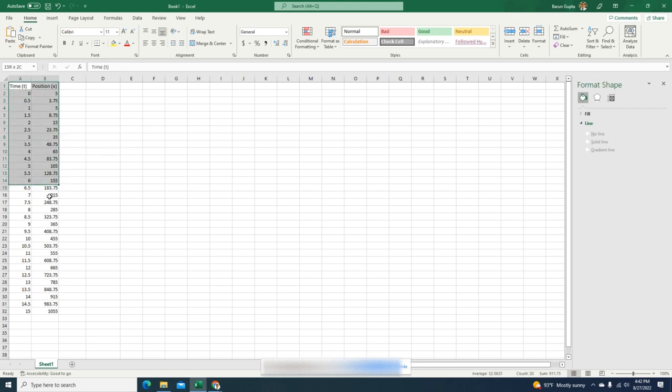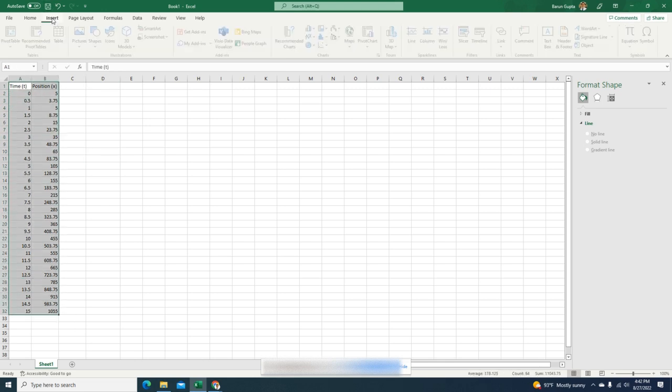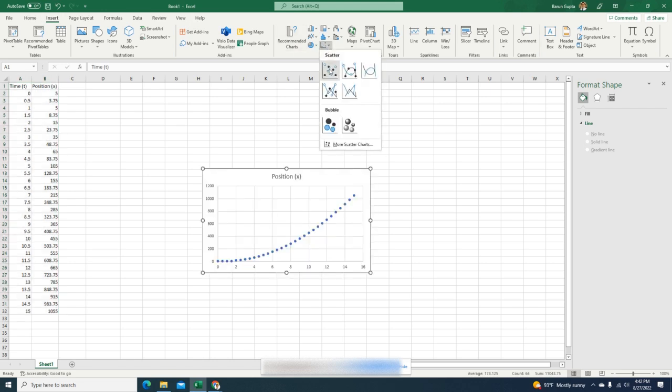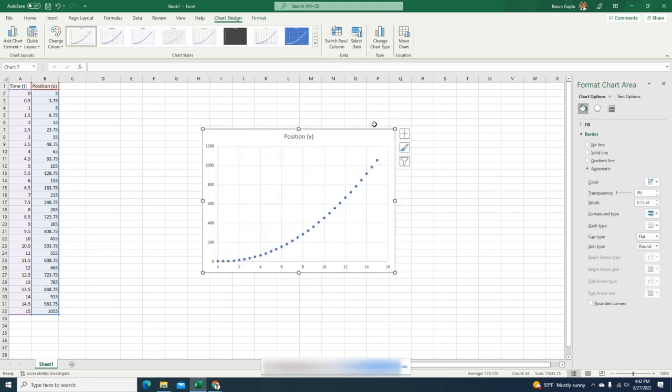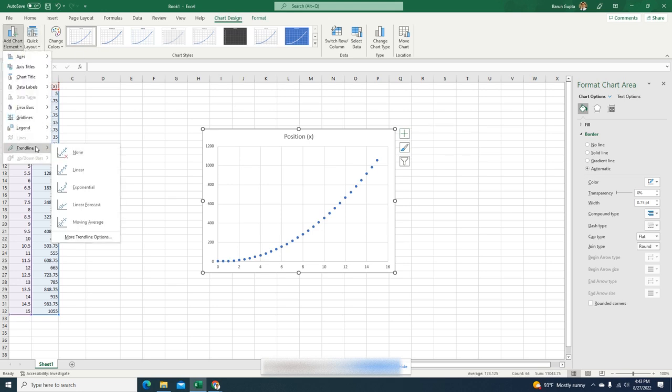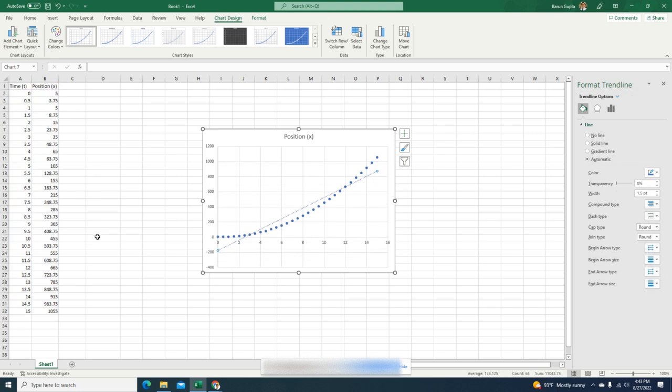So we're going to select these two columns, go to insert, and then select this scatter graph. And now we need to know how these data points vary, or what is the equation of this variation. So in order to answer, you can either click onto this plus sign, and then you see the trend line, more trend line options, and this is a linear line here. So this linear line is clearly not a best fit.